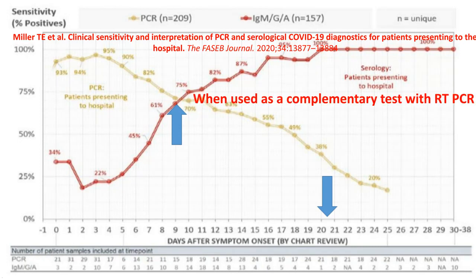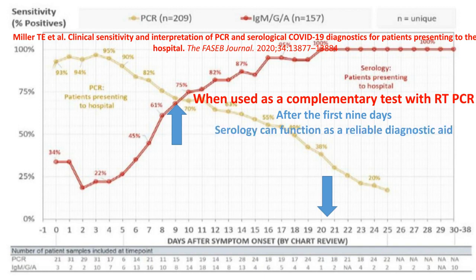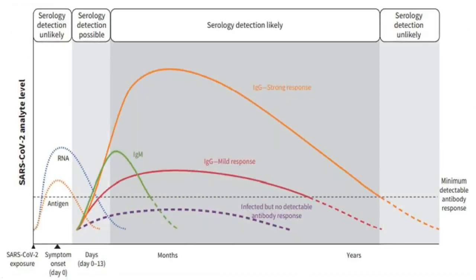And they reported that when used as a complementary test with RT-PCR, after the first 9 days, serology can function as a reliable diagnostic aid, indicating recent or prior infection. So in the first few days of infection, RNA or antigen detection is the analyte to test. Thereafter, it is serology which could be useful.